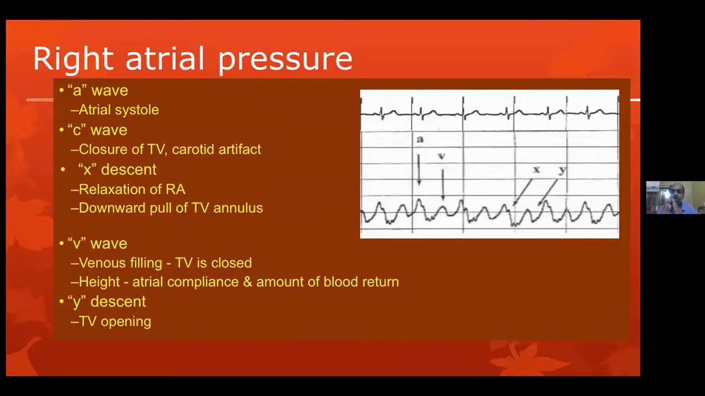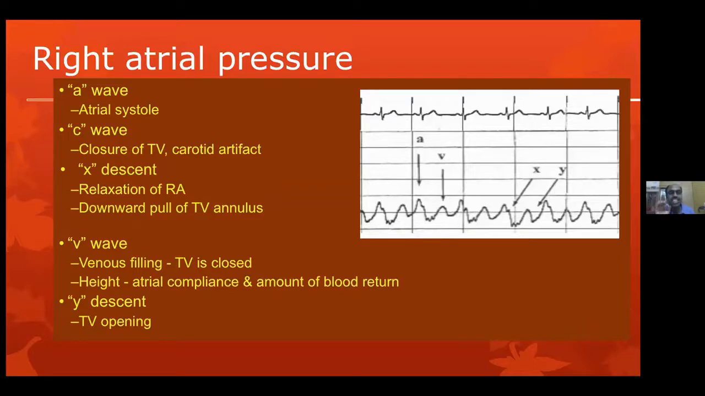V wave is due to continued venous filling. So it's a filling wave. So it's more like a dome. A wave is like a flick. V wave is like a dome. So A wave is due to atrial systole.